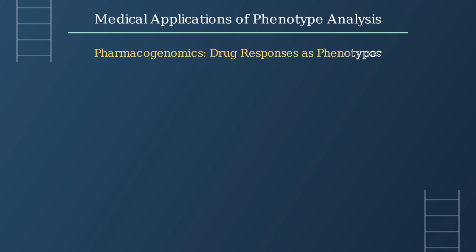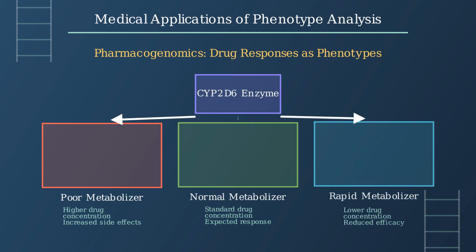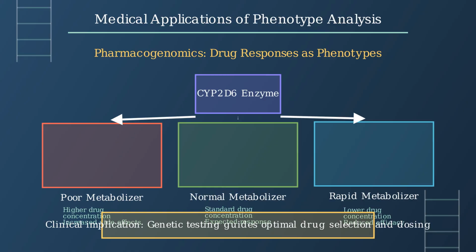Pharmacogenomics studies how genetic differences affect drug responses. For example, variations in the CYP2D6 enzyme gene create different metabolizer phenotypes affecting how patients process certain medications. This genetic information allows clinicians to optimize drug selection and dosing, avoiding adverse effects and treatment failures. This application of phenotype analysis is transforming clinical practice.